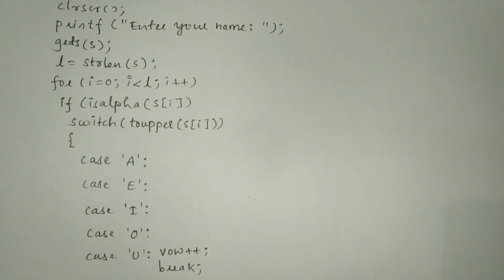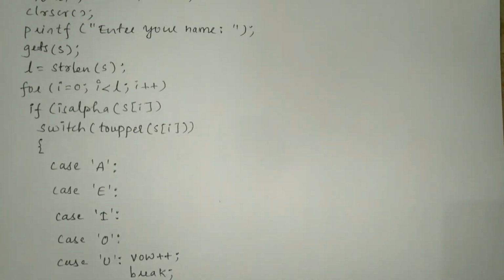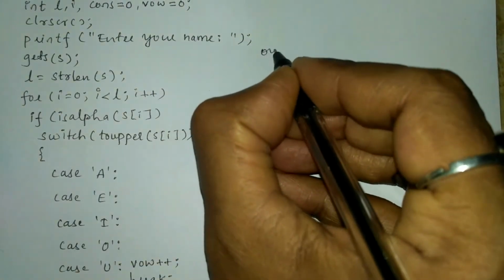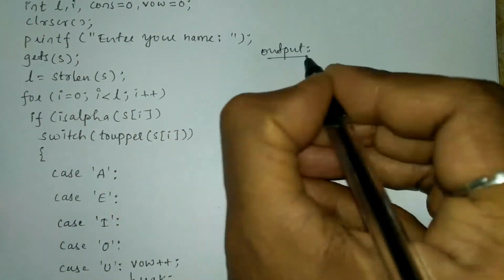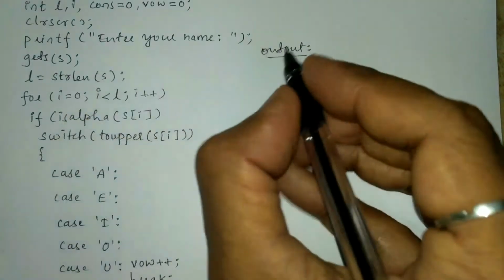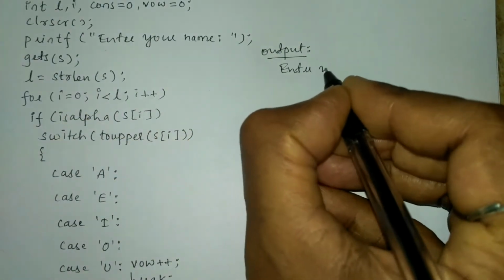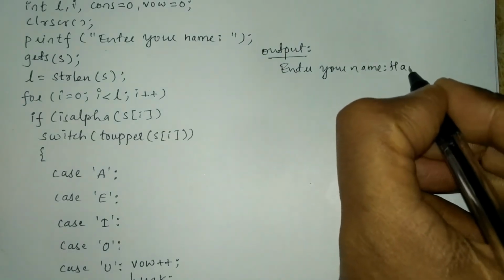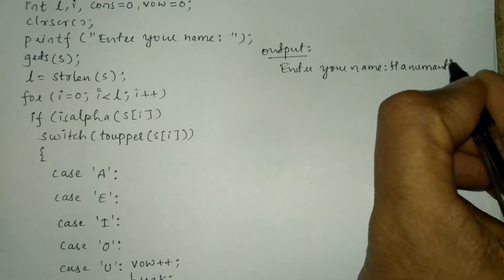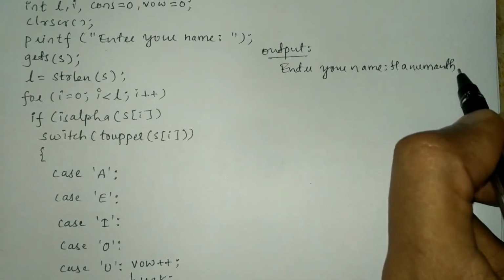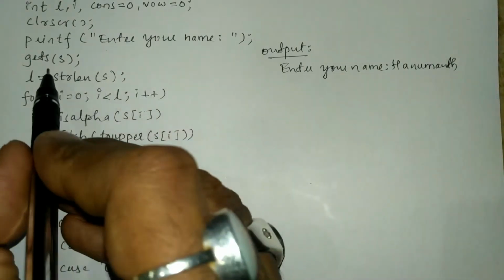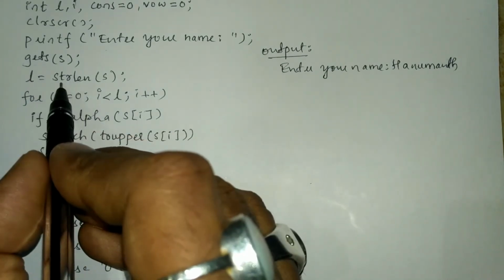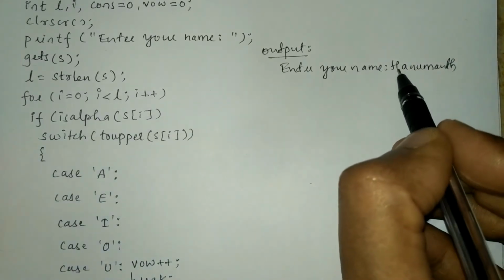Now let us take an example. Here I'm going to write output. So when we compile and run this program, it will ask the user to enter your name. Enter your name. So for example, I'm going to enter my name Hanumant. Okay. Yes. So it is received using this gets function, and we are going to find the length of this string.